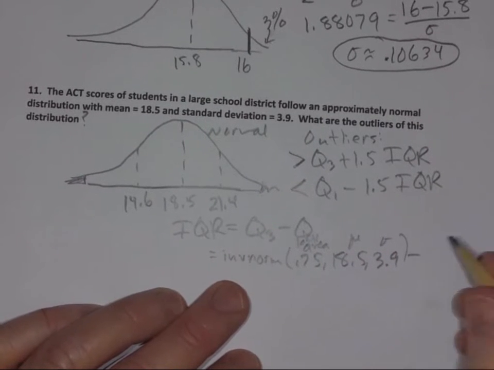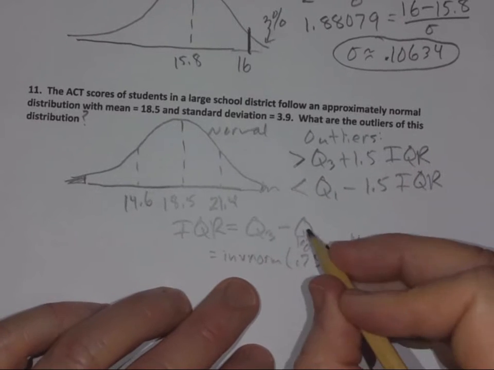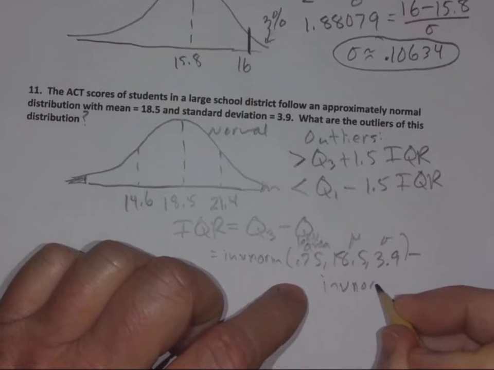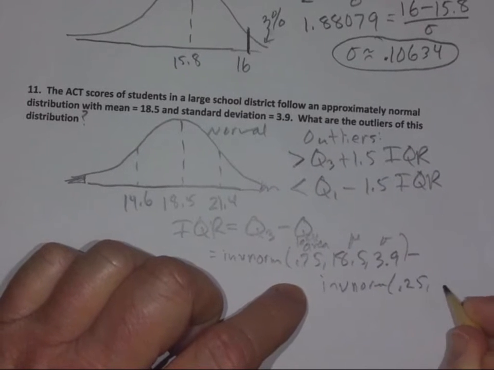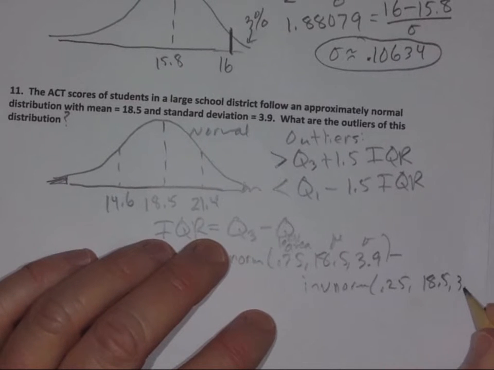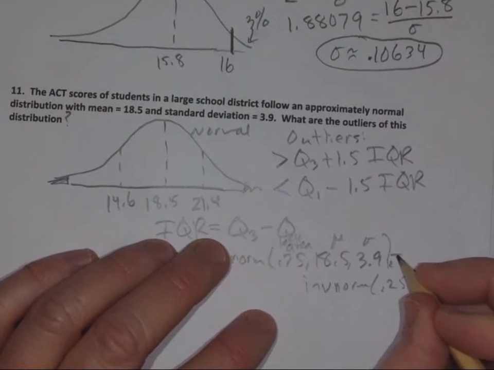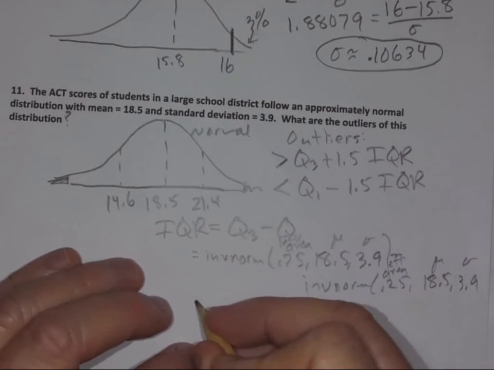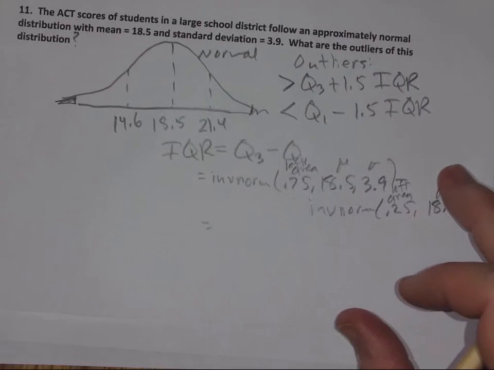Then I would subtract the first quartile, the lower quartile, which is the 25th percentile, inverse norm of 0.25, mean of 18.5, standard deviation of 3.9. Hopefully I'm not being too messy here. This is left area, this is mu, and this is sigma. So let's see what these things are.